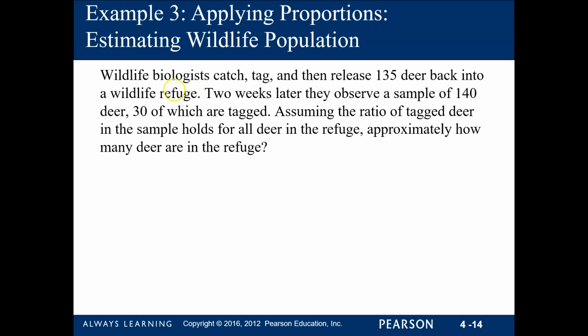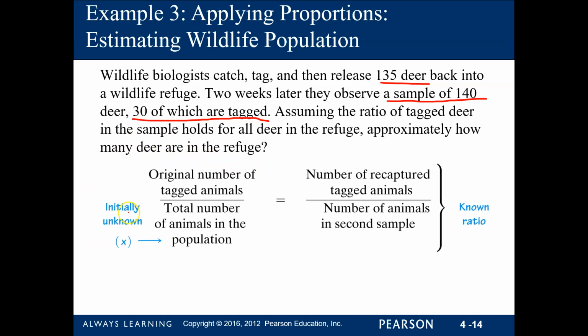We have a wildlife biologist who catches, tags, and then releases 135 deer back into the wild. Two weeks after, they observe a sample of 140, 30 of which are tagged. Assuming the ratio of tagged deer is the same, approximately how many deer are in the refuge? In this case, again, we follow our pattern: the original number and then the total number of population. What numbers are we going to be using to replace? We have the original number of animals.